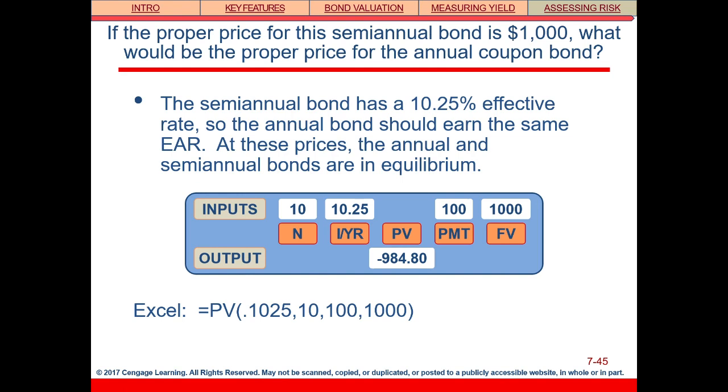So that means that here tells you the price of the semi-annual bond, right? And asks you for the price of the annual coupon bond. In order to know the price of the annual coupon bond, we already know the par value, which is $1,000. We know the coupon interest rate is 10%, so the payment should be $100.